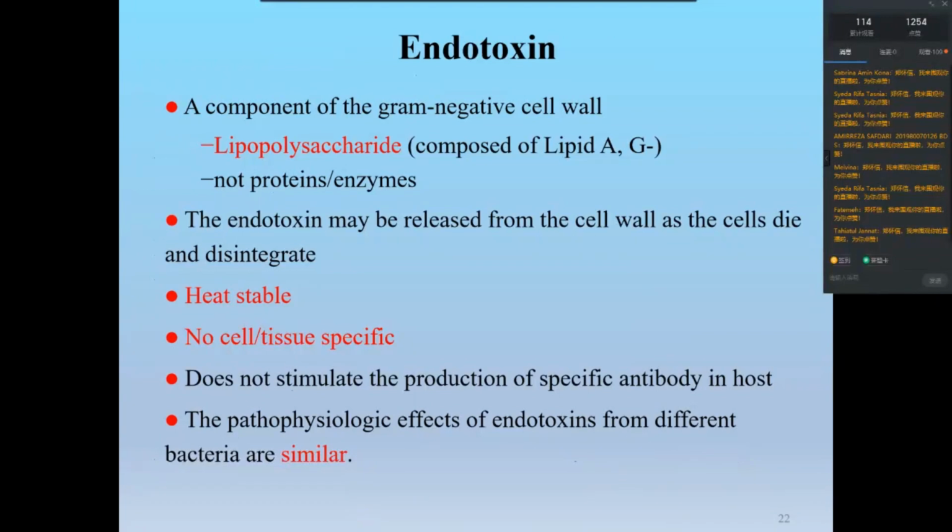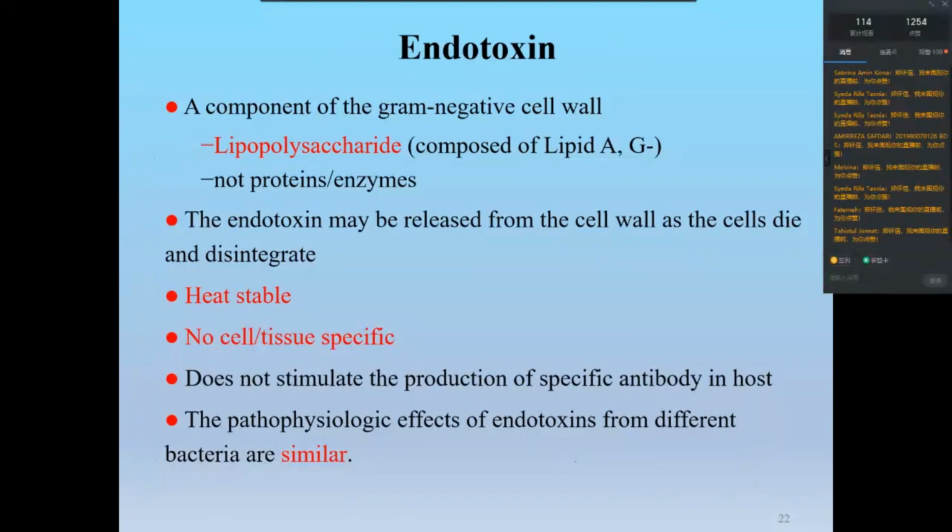We learned this previously twice, I think. They are a component of the gram-negative cell wall. So keep in mind that endotoxin only exists in gram-negative cells. They are on the outer membrane of gram-negative cells. Its name is lipopolysaccharide. It contains polysaccharides and also contains lipid A. It's not proteins, it's not enzymes.